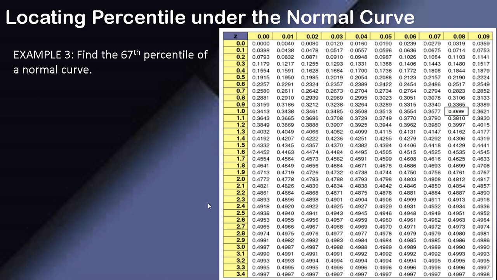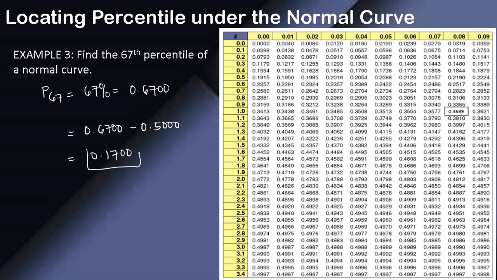Find the 47th percentile of a normal curve. What is the 47th? It's 67th, I'm sorry. So, the 67th percentile. You need to represent 67 in percentile version, 67%, and divide it by 100, which gives you 0.6700. Then subtract it from 0.500. After you subtract that, it will give you 0.1700. So now, let us look for 0.1700.